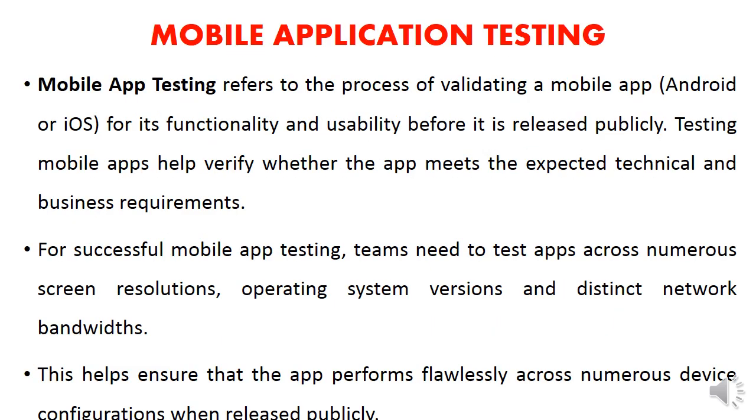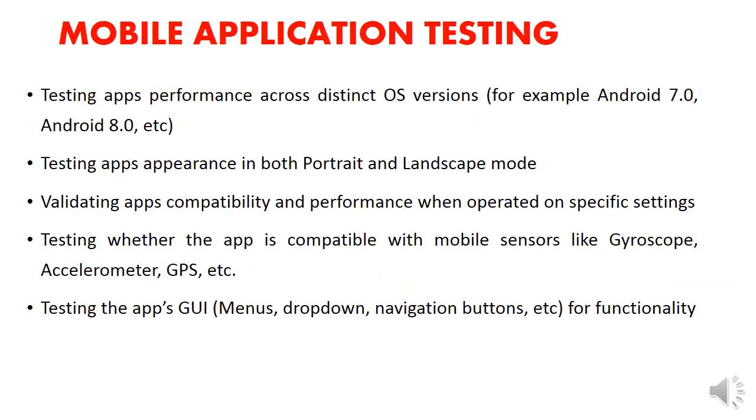Mobile application testing. It refers to the process of validating the mobile app on Android OS or iOS for functionality and usability before it is released publicly. For successful testing, the teams need to test the application across numerous screen resolutions, OS versions, and distinct network bandwidths. It helps to ensure that the app performs flawlessly across numerous device configurations when released publicly.